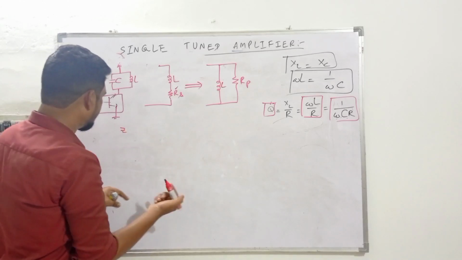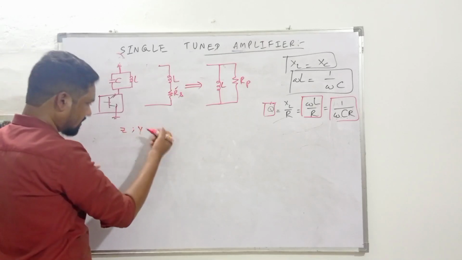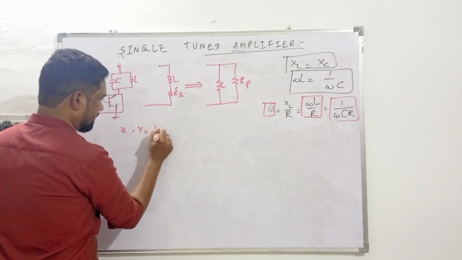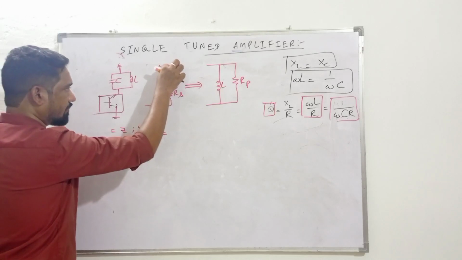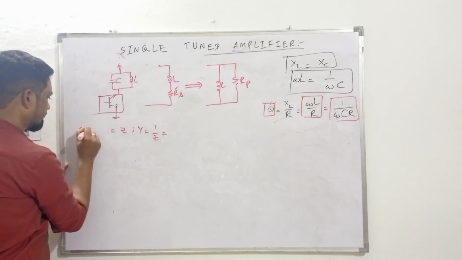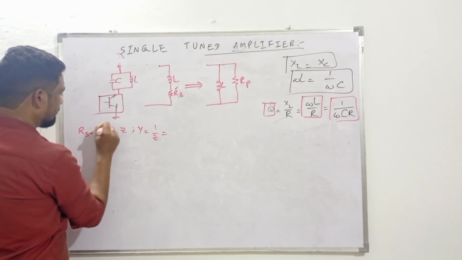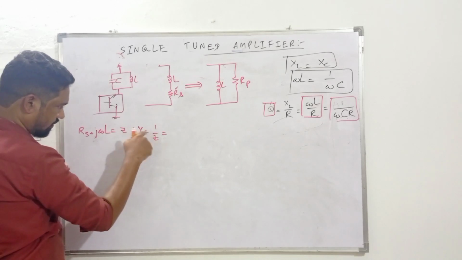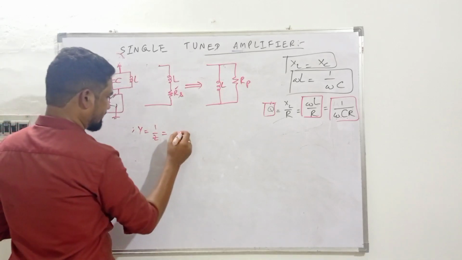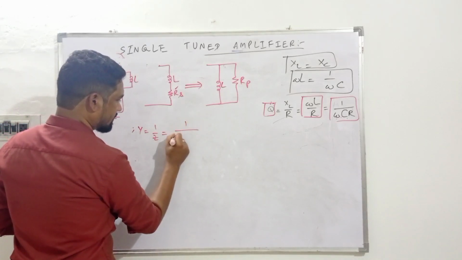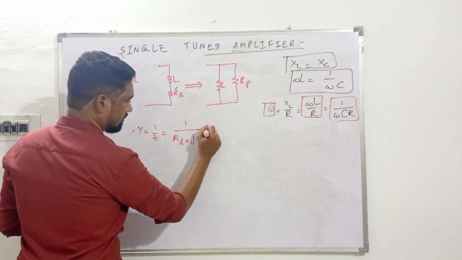It would be better to evaluate the admittance y, since there is some simplicity there, which is equal to 1 by z. What is z actually? Z is the series impedance, so Rs plus j omega L. So y, which is the reciprocal of this, is equal to 1 upon Rs plus j omega L.